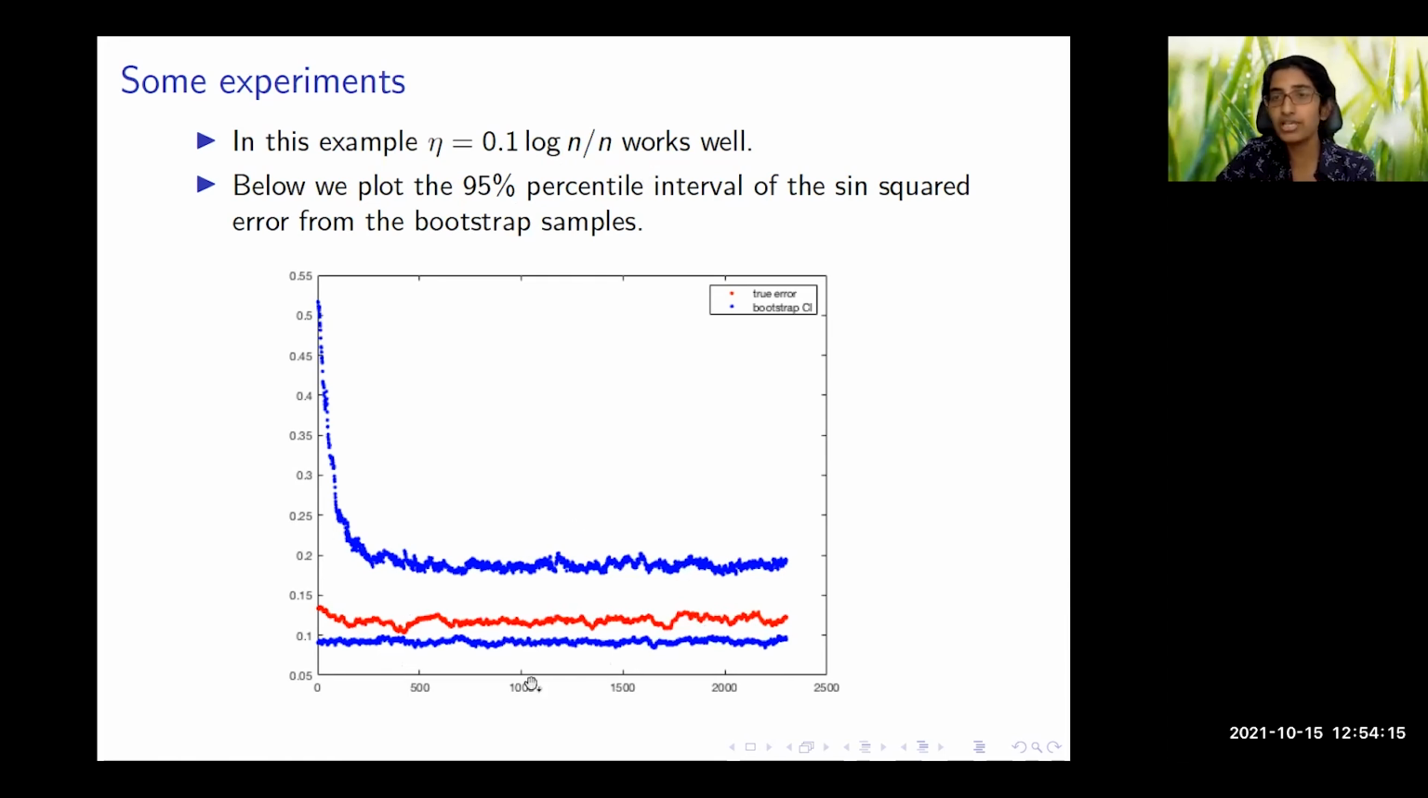What I'm showing you is the bootstrap CIs, the CIs obtained from the bootstrap replicates. That's the blue, the up and down, over time, as I keep seeing more and more data points, the last 2,000 data points of my 3,000-long data set. You can see that it's a 95 percentile, 95% confidence interval, and the red line is typically falling within the two blue lines. That's what we had hoped.